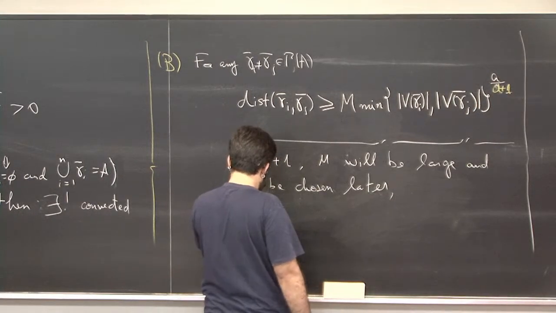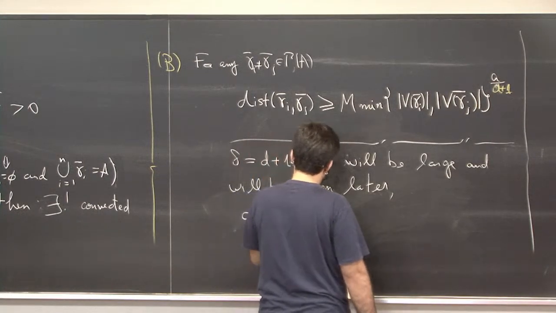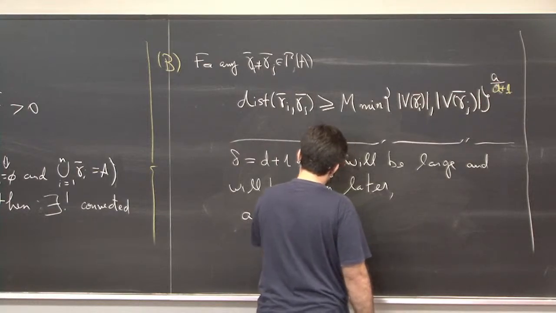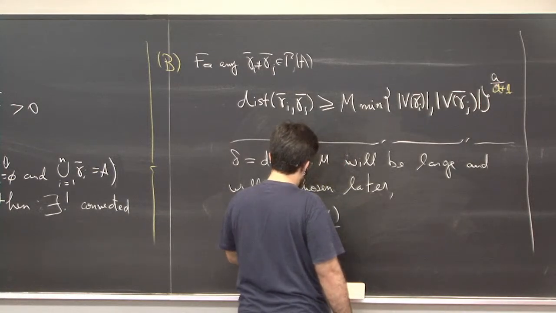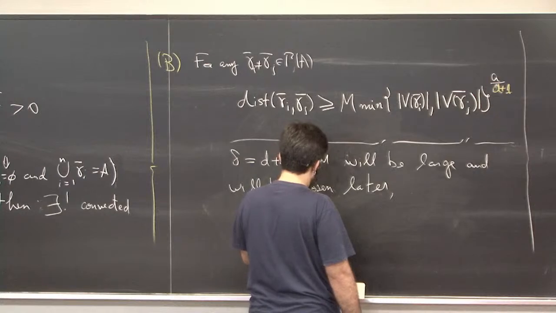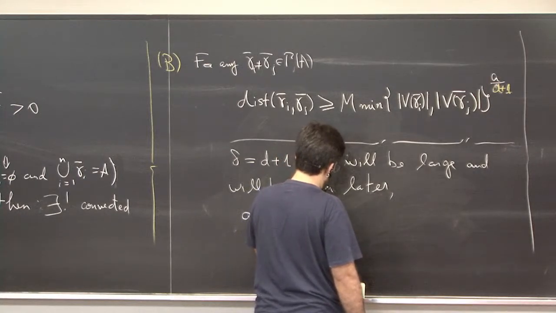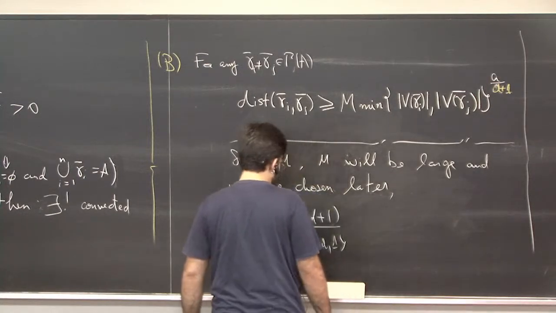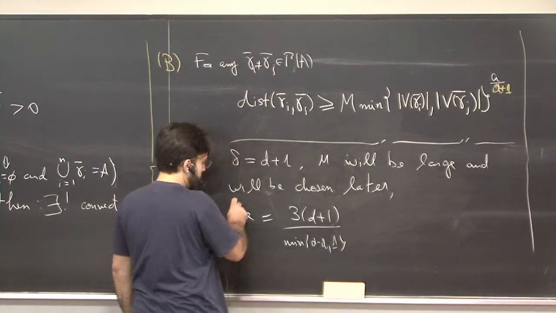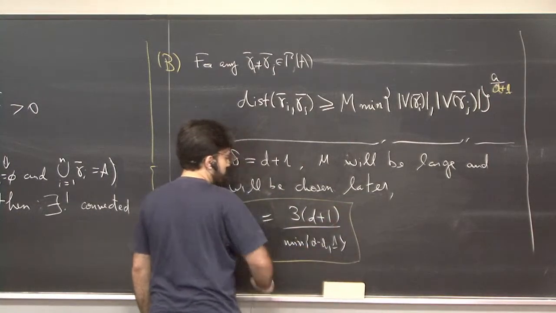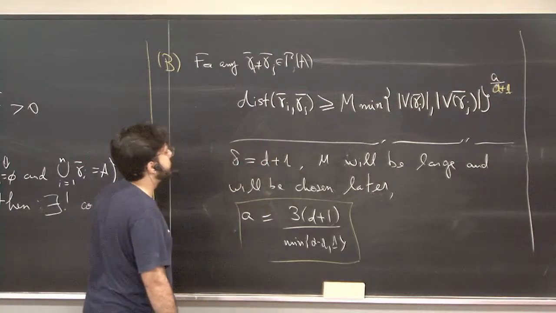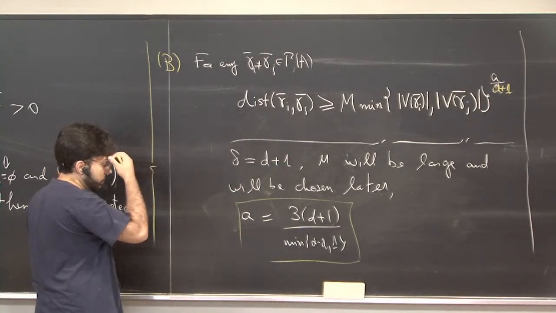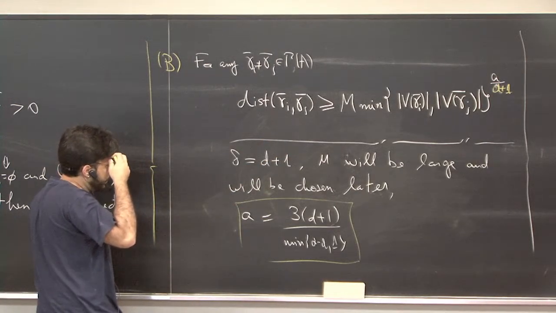So if you consider A equals 3D plus 1 over the minimum of alpha minus D and 1. Okay, so if you choose this, our bounds also work, but again, in the construction you can put basically any A.